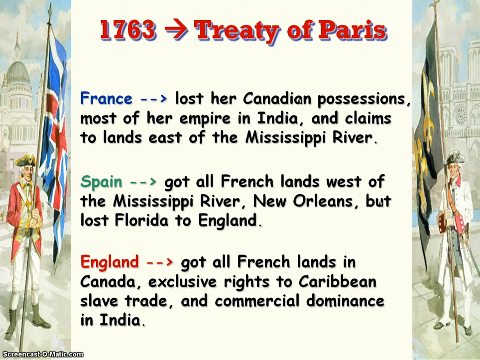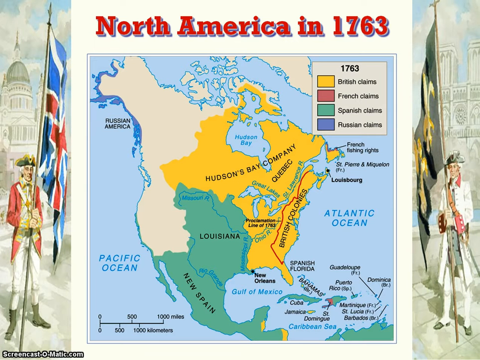And England, well, they got everything. They got all the French lands in Canada, exclusive rights to the Caribbean slave trade, and commercial dominance in India. And again, they also got Florida. So England really kind of dominated this. Unfortunately, the Americans didn't get a whole lot in return. Instead, they got boundary changes. And you can see here's a new picture of everything that was gained by Great Britain.